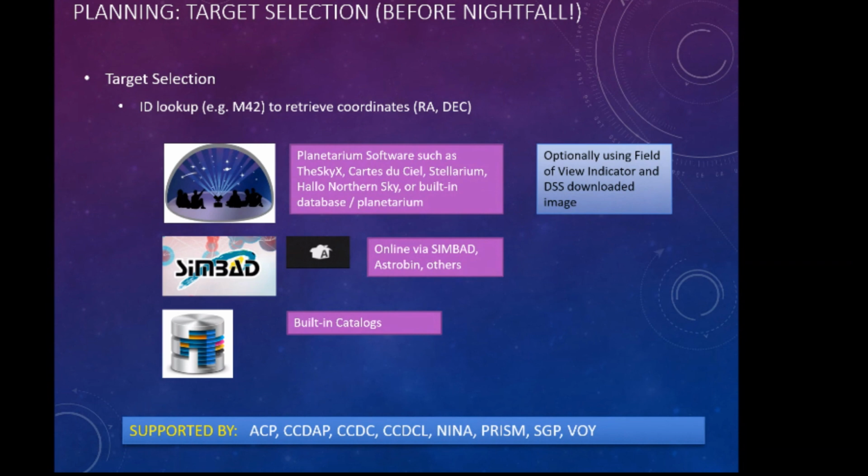So they might use your favorite planetarium software. They might do an online lookup. They might have catalogs built in. So again, the detail of how they do that, I'll leave to the products, and I'm not going to read the supported by lists. You can see those in the presentation.